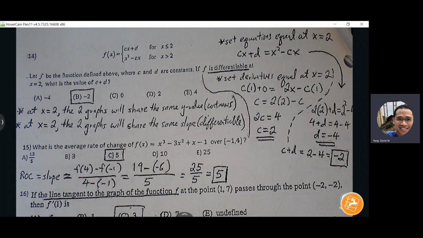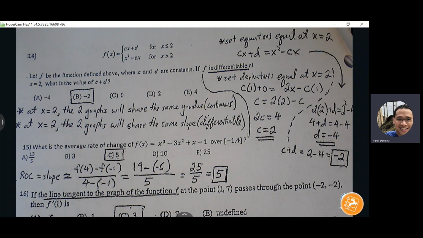So if a graph is continuous, you know that the two piecewise functions must share the same y value. But if the function is differentiable as well, you know that these two branches are not only going to connect at the same point, they're also going to connect in a way where it's going to be a smooth curve. So they will also share the same slope at their points. So the strategy for this problem is that you set the equations equal to each other, you set their derivatives equal to each other, and then from there, you're just trying to solve for C or D using substitution.